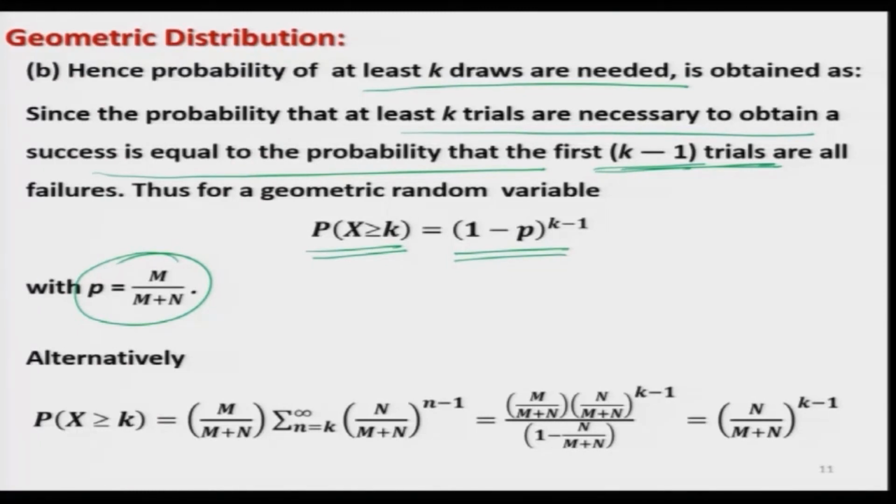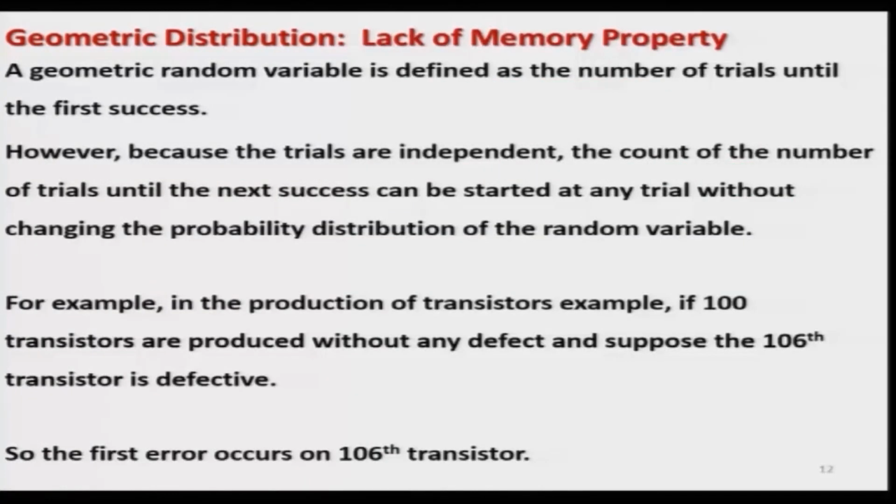Alternatively, you can compute this probability with this expression also: the probability of X greater than or equal to k is equal to m upon m plus n, summation n goes from k to infinity, of n upon m plus n raised to the power of n minus 1. If you simply solve it, you get the same result. In the next lecture, I will take an example in R and illustrate these things.